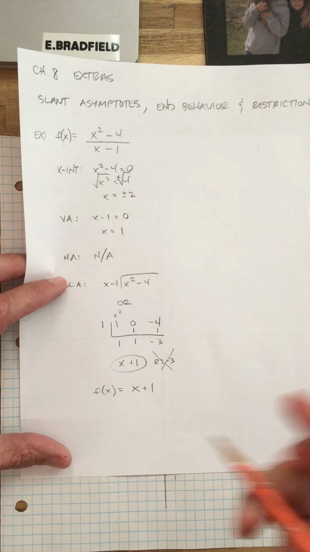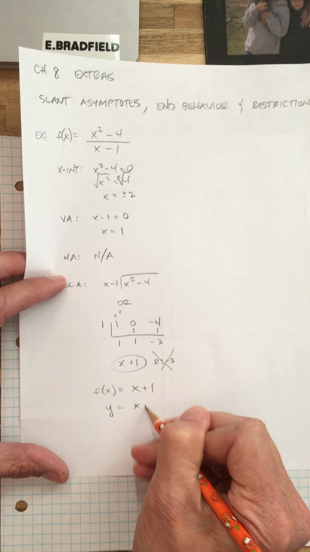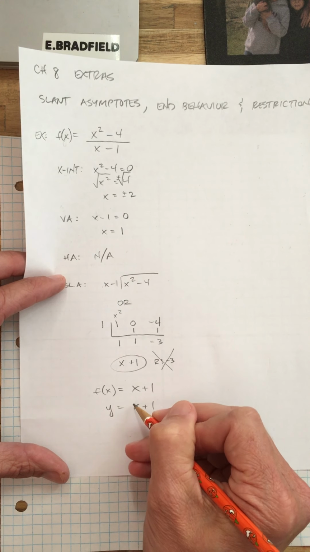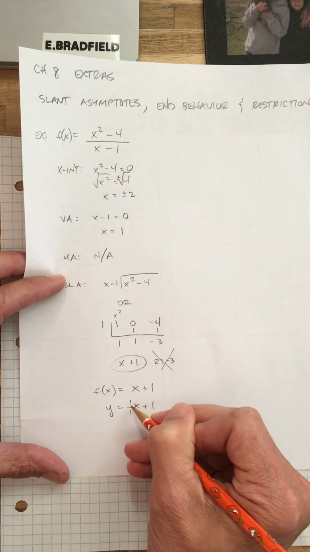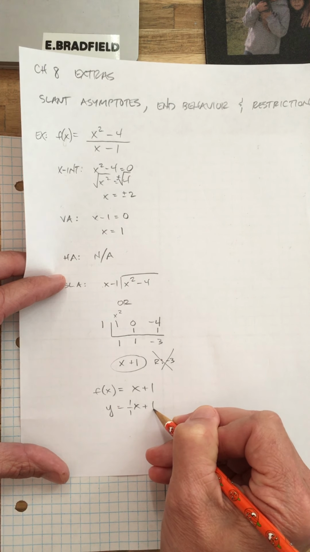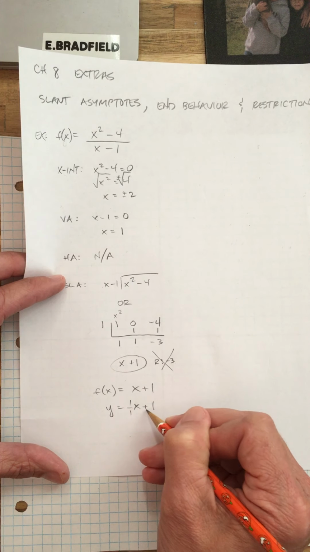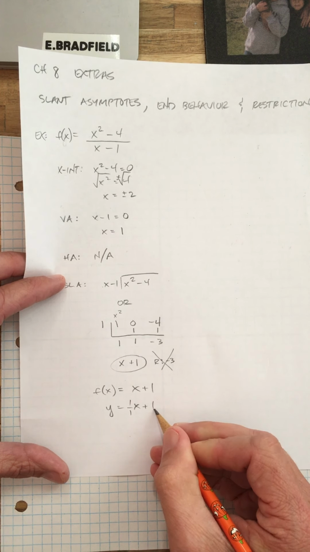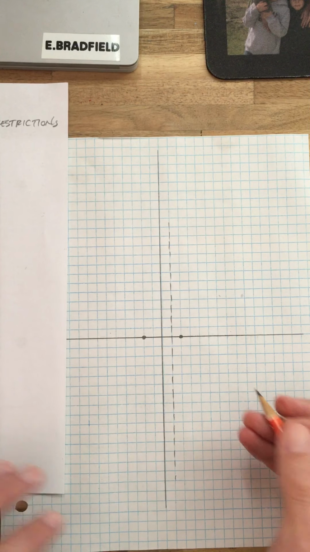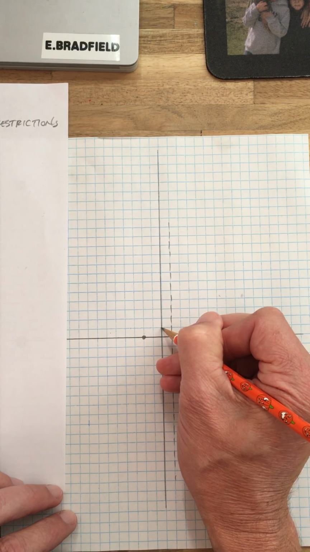Remember, y equals x plus 1, same thing. The slope is 1 over 1, up 1 over 1, and the y-intercept is 1. Remember that y equals mx plus b, m is the slope and b is the y-intercept. Okay, so the y-intercept is 1. All right, so I'll go up 1. Here's my y-intercept right here.